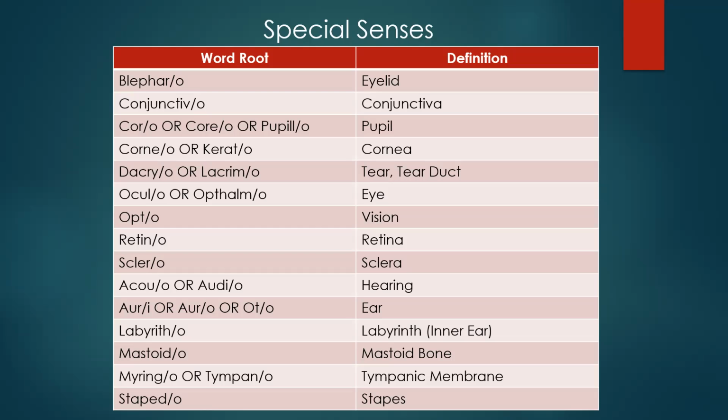So lacrimo, pertaining to tear duct. Oculo, or opto, or ophthalmo. Retino, pertaining to the retina. Sclera. Audio or akuo. Oro or oto, ear. If you're using an otoscope, everybody's seen an otoscope, we look inside of someone's ear with that. Labyrintho, mastoido. When we're dealing with people that have really bad sinusitis, what is sinusitis? Sinus infection, basically, and or inflammation of sinuses.